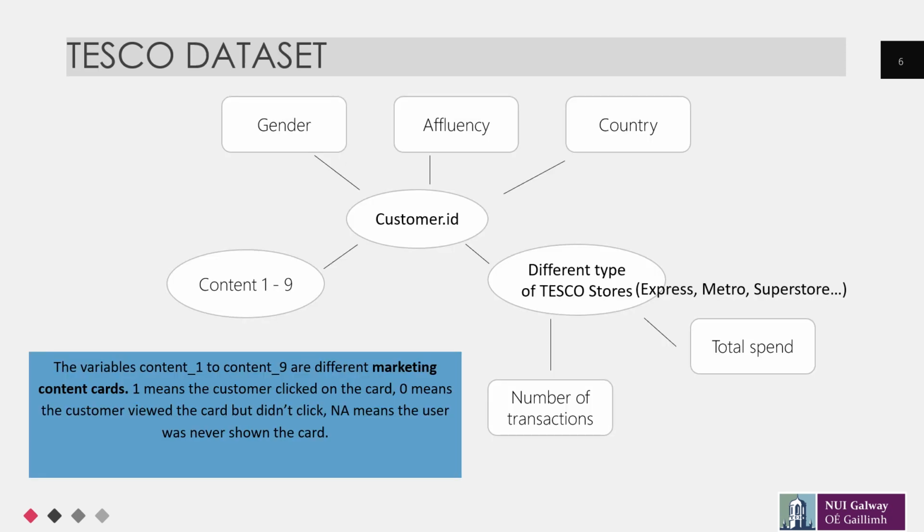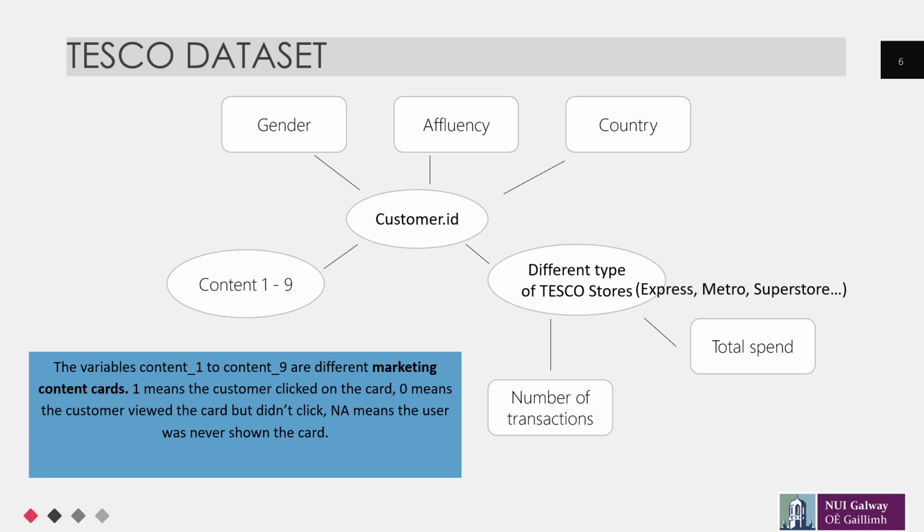TESCO dataset. We have data shared by TESCO on kaggle.com. This dataset contains fields associated to the customer like their gender, affluency, and county. It also has fields related to the spending patterns and transactions from different types of stores against each customer.